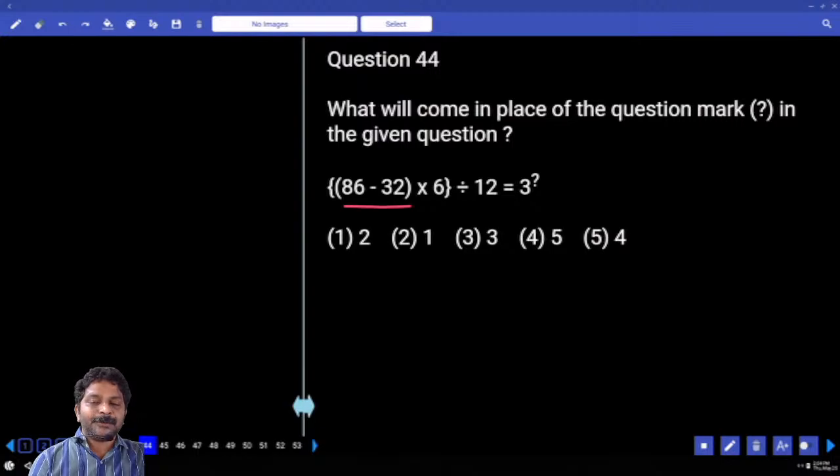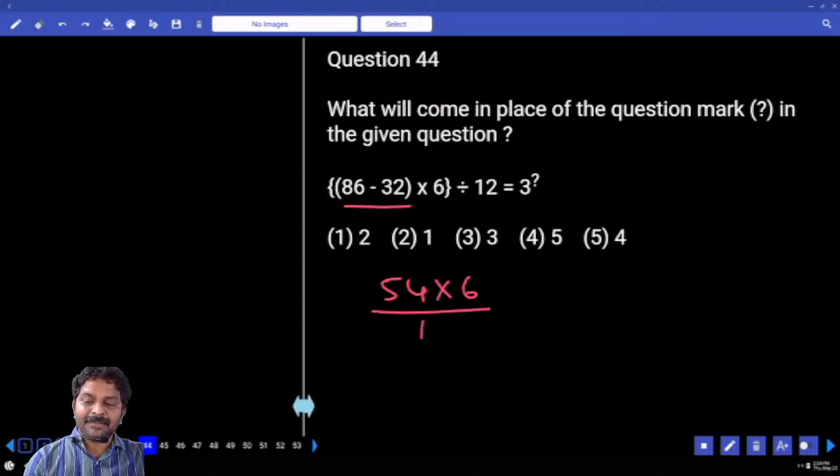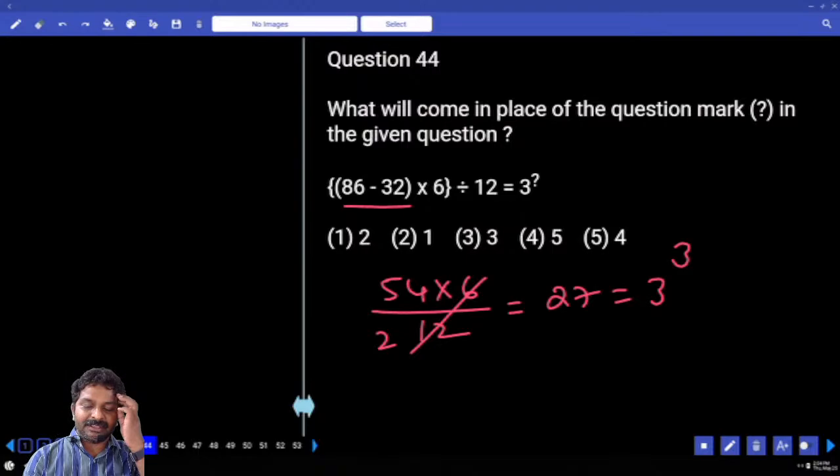86 minus 32, 54, into 6 divided by 12. 6 2 times. 54 by 2 is 27. 27 can be written as 3 to the power of 3.